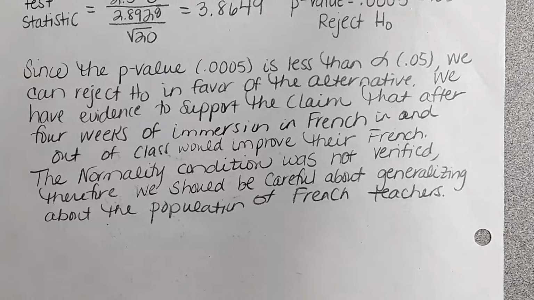Since the p-value 0.0005 is less than the alpha 0.05, we can reject the null hypothesis in favor of the alternative. We have evidence. We can use strong because our p-value is so small. We have strong evidence to support the claim that after 4 weeks of immersion in French, in and out of the classroom, would improve their French. The normality condition was not verified, therefore we should be careful about generalizing about the population of French teachers.